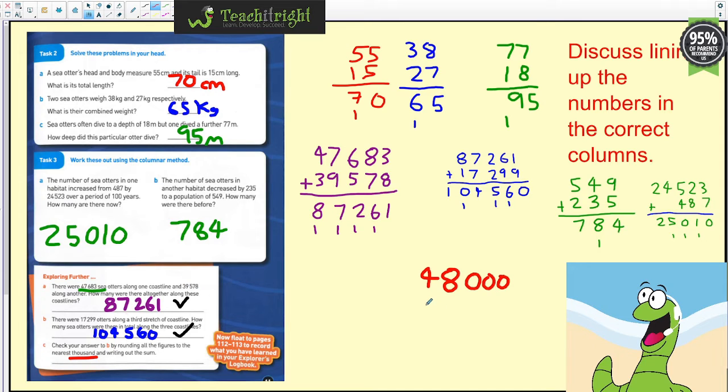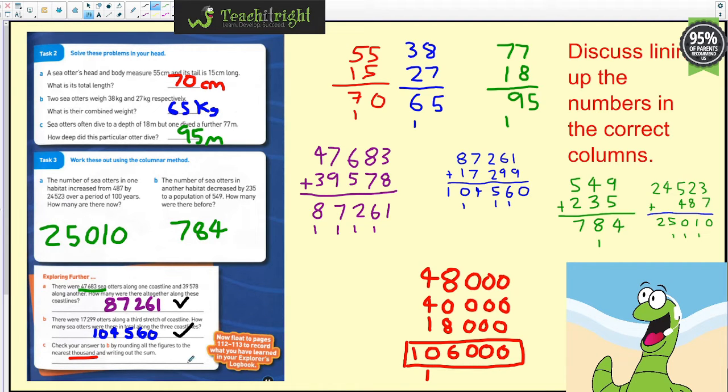Plus 40,000, because that would round up to 40. Yep, that would round up to 48. And then this one here would round up to 18. Okay, let's try this one. And if I add these together, again, all the zeros collapse quite nicely. We've then got 8 plus nothing plus 8, so that's 16. And we've now got 4 plus 4, which is 8, plus 1. Yep, so we get 106,000. So that's our answer based on rounding.